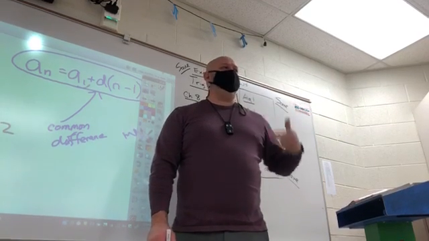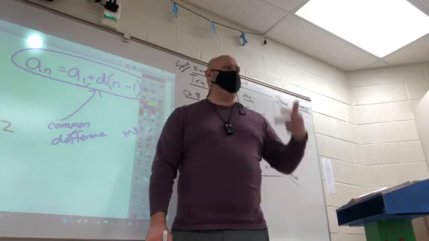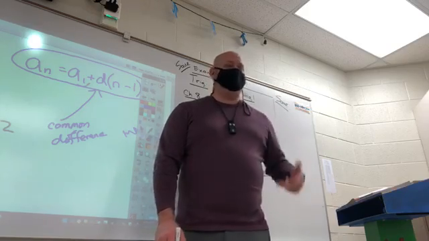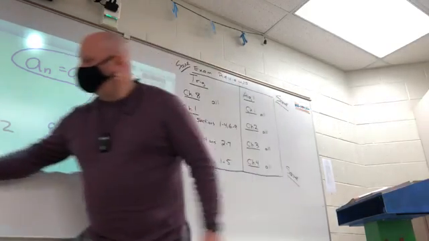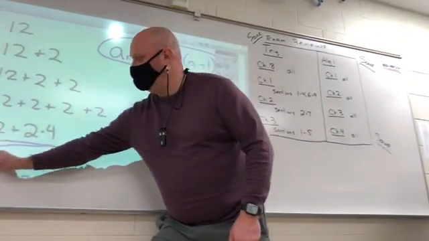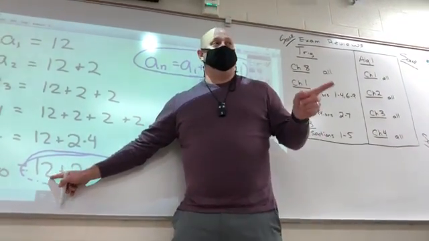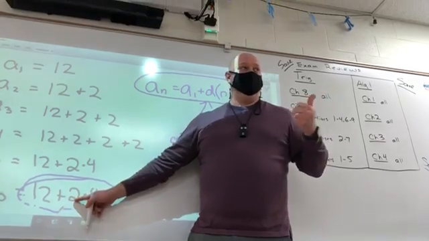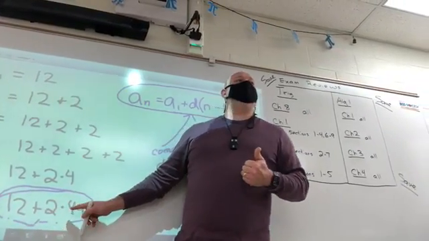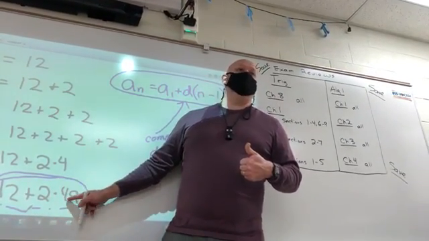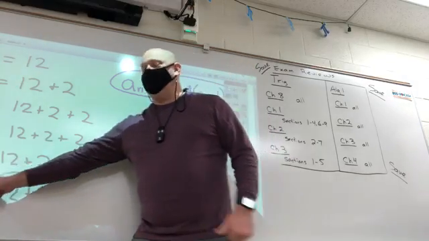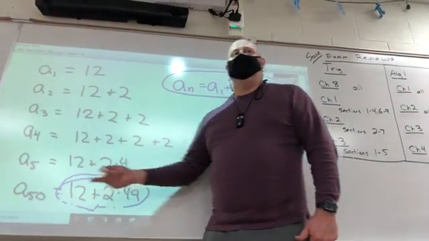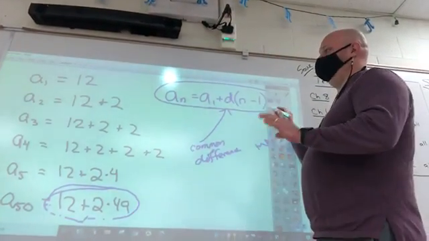And I don't have to find the 49th term and the 48th term and the 47th term. All I have to do is figure out what the first term is. I know that. Figure out what we're going up by. Know that. And then multiply that by 1 less than whatever number of term I'm trying to find.